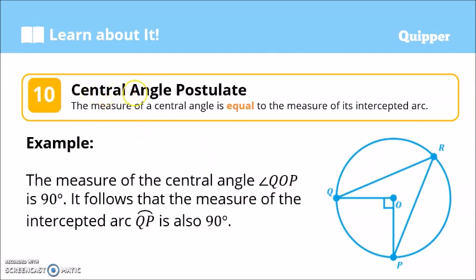Now, we have what we call the central angle postulate. The measure of a central angle is equal to the measure of its intercepted arc. So, if this is a central angle, the measure of this angle and the measure of the arc it intercepts are equal. So, if this angle is 90 degrees, then the measure of this arc, QP, is also 90 degrees. Okay, so that's the central angle postulate.